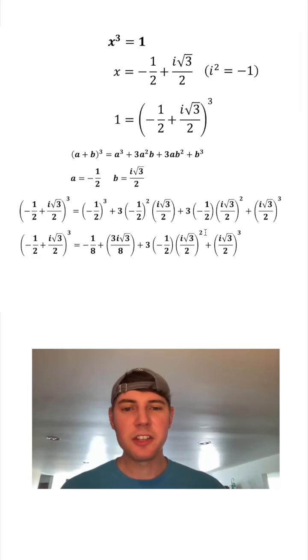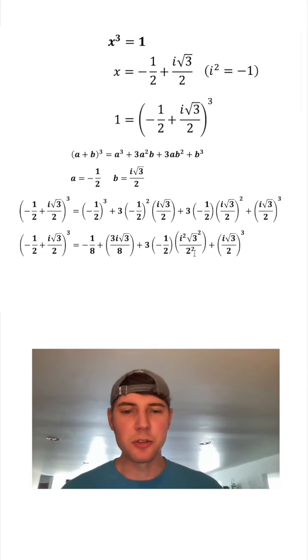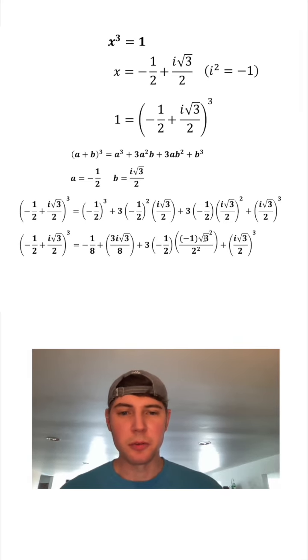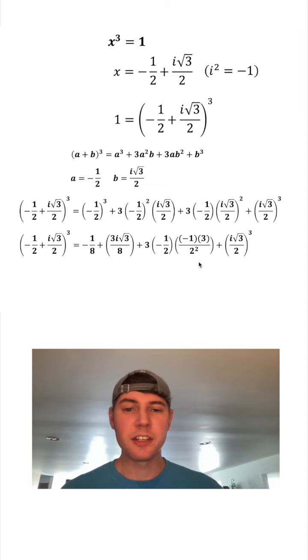Now for this term, this squared can be distributed to all three of these. So we have i squared, root 3 squared, and 2 squared. i squared, as we mentioned up here, is equal to negative 1. So this becomes negative 1. For root 3 squared, the square cancels with the root, giving us just 3. And then 2 squared is equal to 4. This negative times this negative becomes positive. And then this 1/2 times this 3/4 becomes 3/8. And this 3 can be brought up here to give us 9.